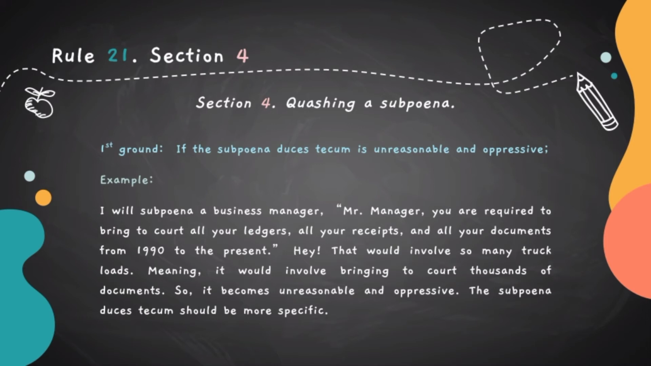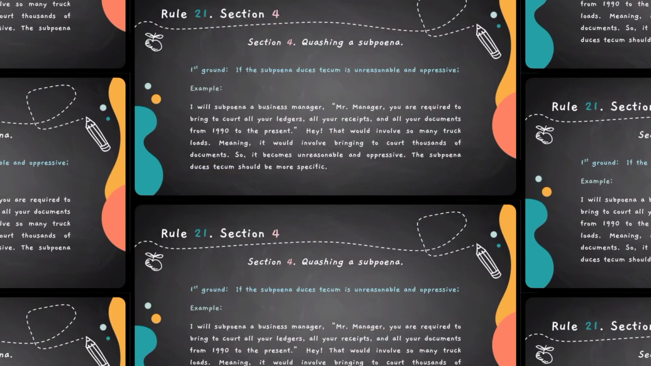Example. I will subpoena a business manager. Mr. Manager, you are required to bring to court all your ledgers, all your receipts, and all your documents from 1990 to the present. Hey. That would involve so many truckloads. Meaning, it would involve bringing to court thousands of documents. So, it becomes unreasonable and oppressive. The subpoena duces tecum should be more specific.